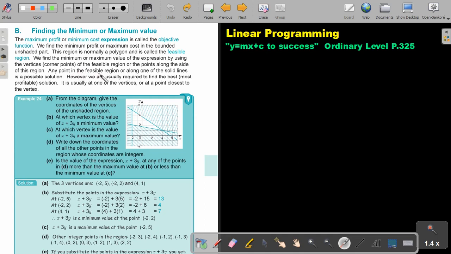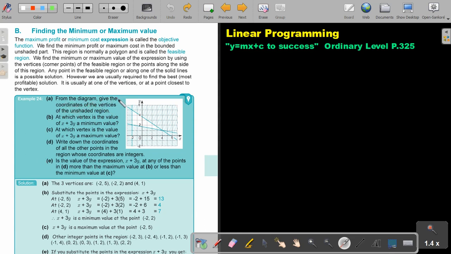Any point in the feasible region or along one of the solid lines is a possible solution. However, we are usually required to find the best, most profitable solution. It is usually at one of the vertices or at a point closest to the vertex. Let's look at an example.